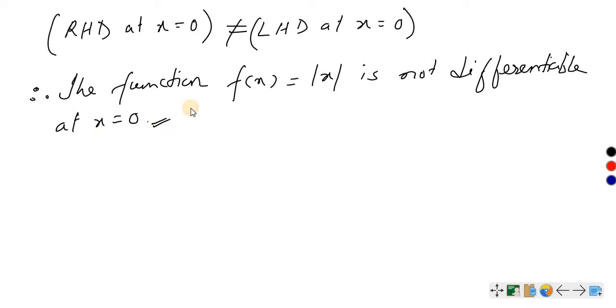Okay, so this is how we have to proceed. Remember this final step. If the right hand derivative at x equals 0 is not equal to the left hand derivative at x equals 0, it means the function is not differentiable at this point. But if the right hand derivative is equal to the left hand derivative, it means the function is differentiable at the given point.